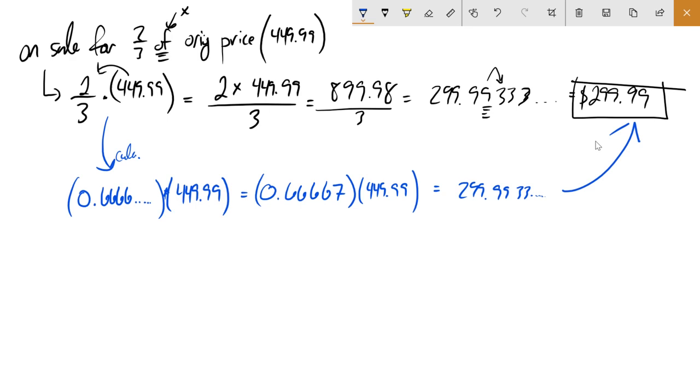So either way, round it or send it to a decimal first and then work with it. Just make sure you don't round early on. Or you can just multiply by 2 and then divide by 3. It'll work both ways.